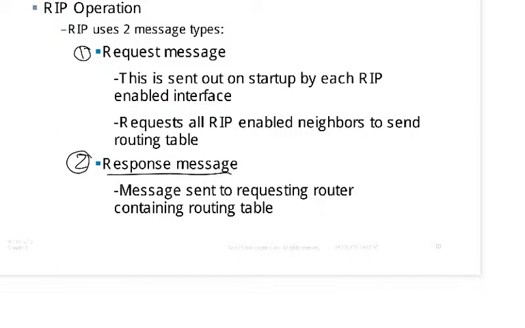Before we said that it's broadcast fashion, but here we say that it's based on two separate messages. One is the request and then the response. And the request is broadcast, right? The response is unicast. So the request enables the routers to send the routing information, which will be contained in the response.